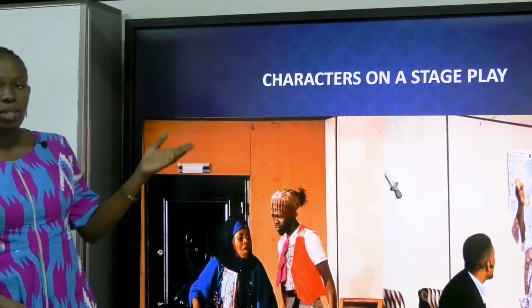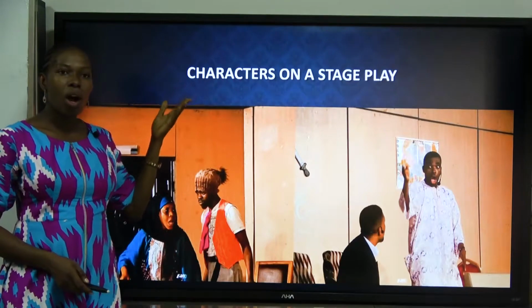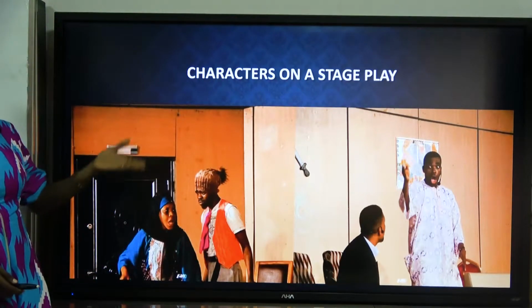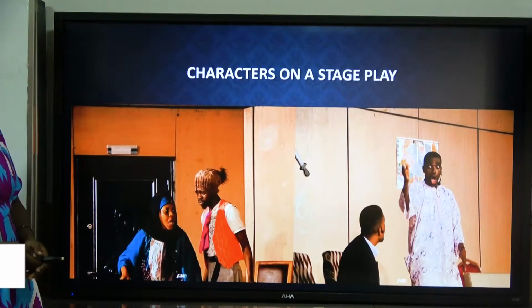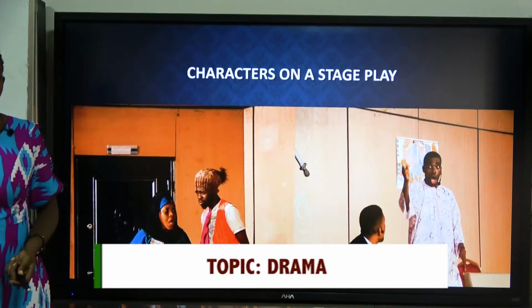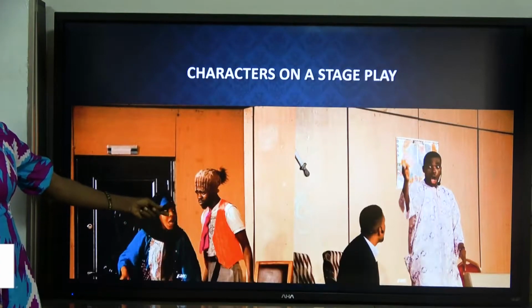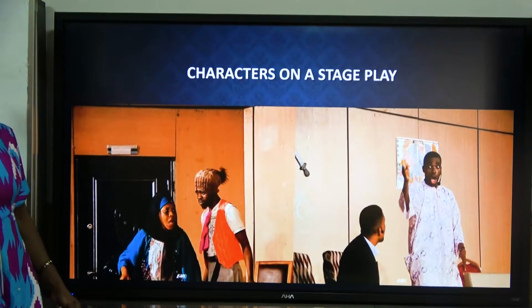Now, I want you to take time to observe something. I have some pictures here. These are characters on a stage play. They are representing some actions. You can see a woman and a man. They are acting. They are representing an action.